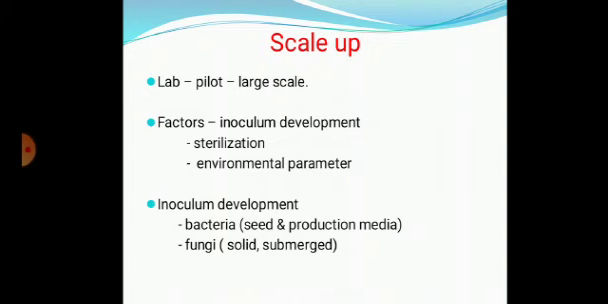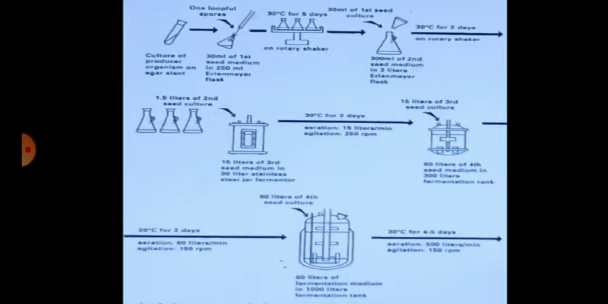Inoculum development was the topic which we studied in the last class, wherein we studied two types of inoculum development, that is bacterial inoculum development and fungal inoculum development. Bacterial inoculum development we have seen already, what is seed production medium. Fungal inoculum development has two types again, solid and submerged. In the last class we have seen a diagram for solid scale up. Now we will see for submerged.